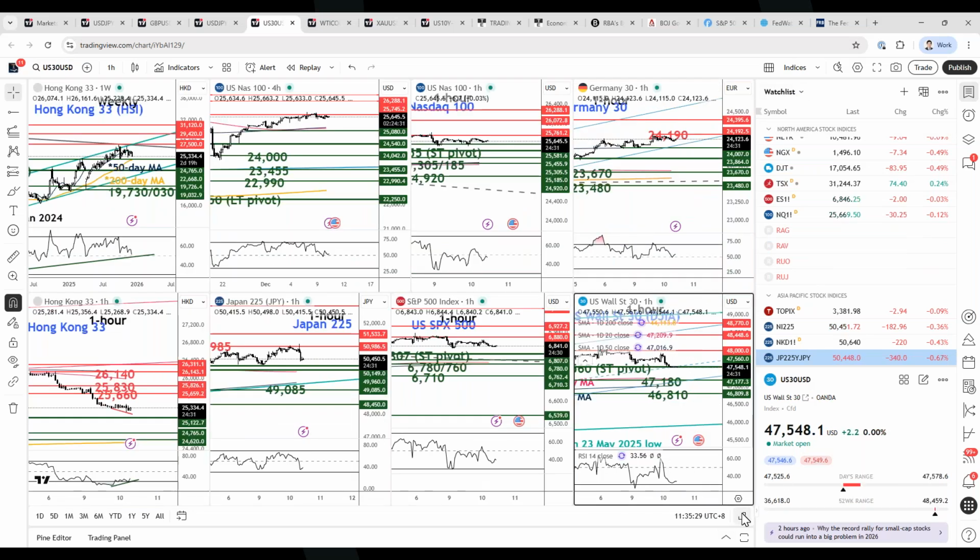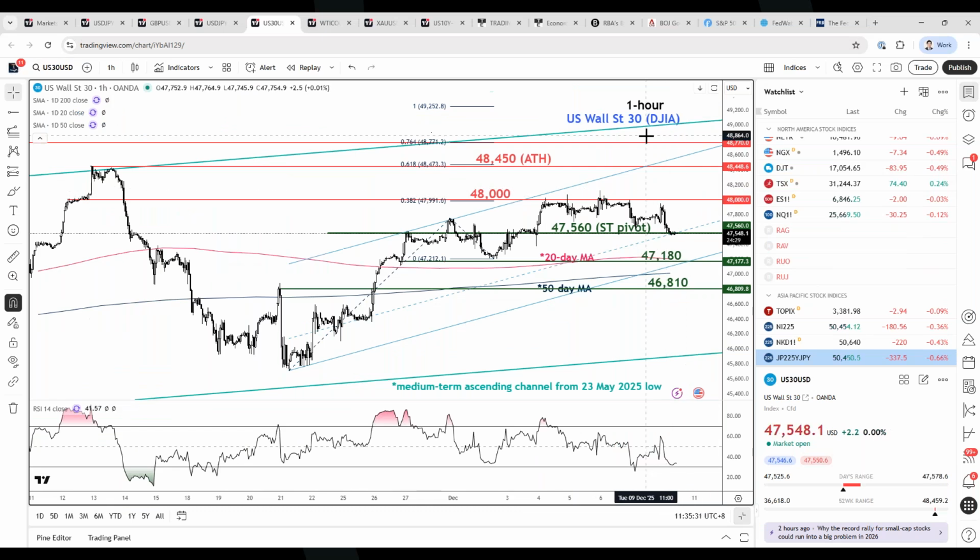Next up will be the US Wall Street 30, representing the Dow Jones Industrial Average. So the Dow Jones Industrial Average also stuck within a minor sideways range configuration since last Thursday's high at 48,000. And right now, yesterday, it floated back down towards the short-term pivotal support level, a tightened one that we have since the start of this week. So no change, still looking at 47,560 as my short-term pivotal support level.